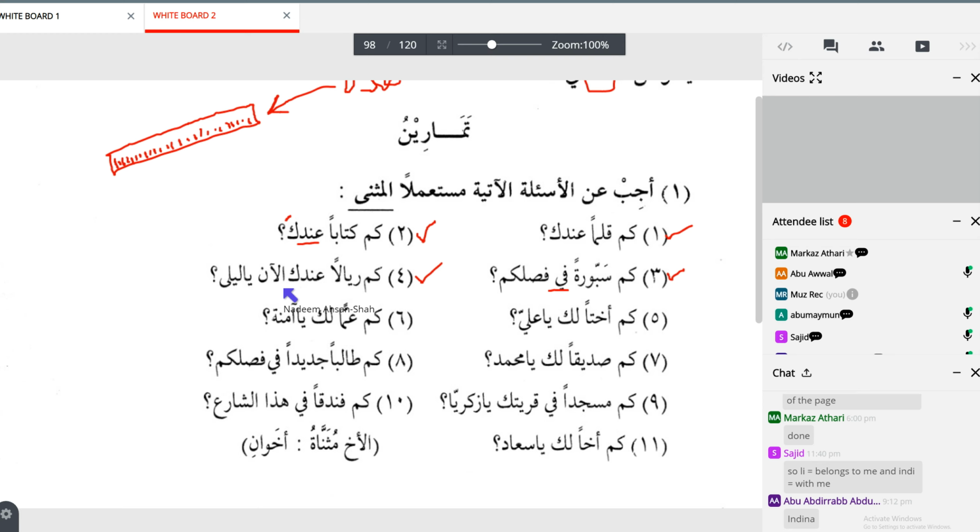Tayyib, Abu Abdurrab still hasn't got the mic. Sajid, if I can ask you to read the question to Abu Awal, please. This will be the last question for the evening, my brothers.